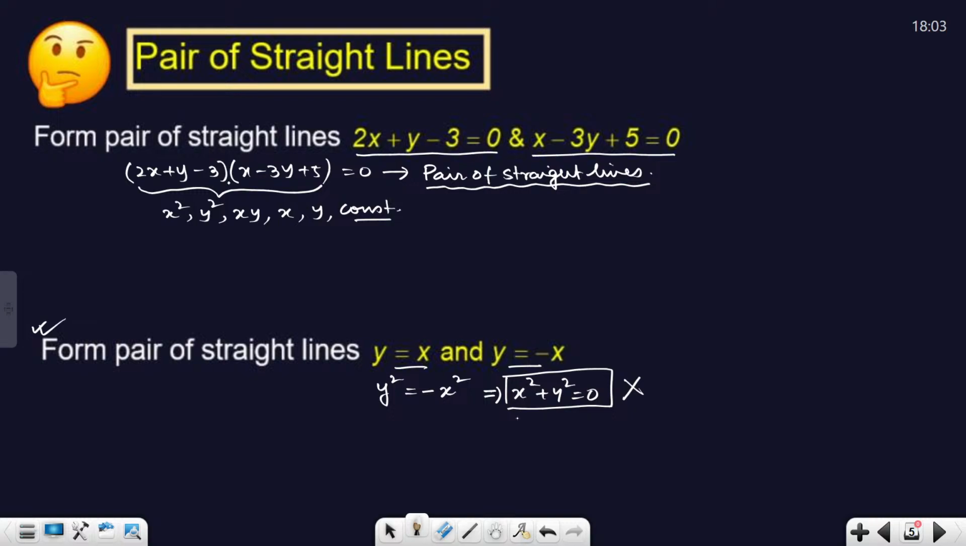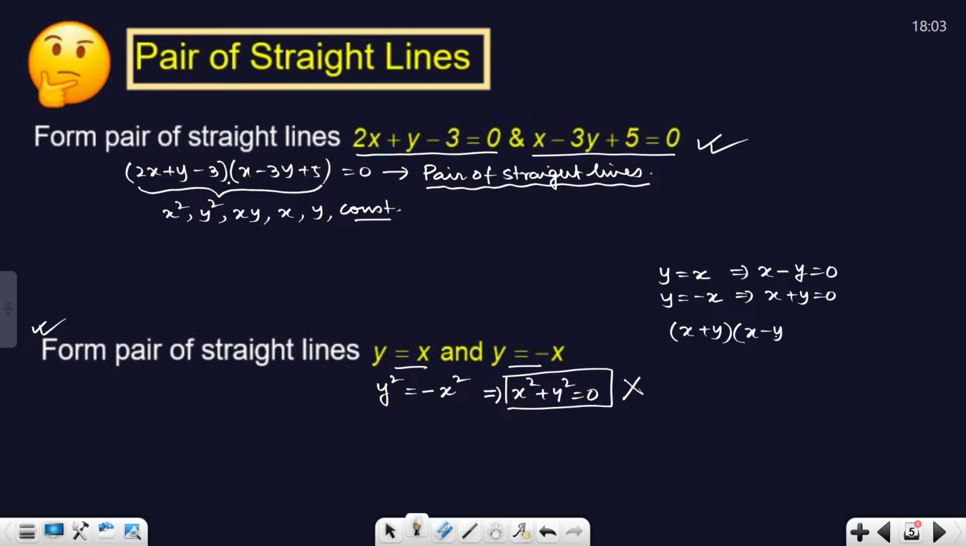Clear? Why is it so? Because you can multiply the way I have done it here. You can multiply the corresponding sides. The only thing is that you must remember that your right hand side should always be equal to 0. Is it clear? So when two lines are given to you, like y = x and y = -x, and if they ask you to form the pair of straight lines, all you will do is simply take everything to one side to make the other side 0, and then you multiply.